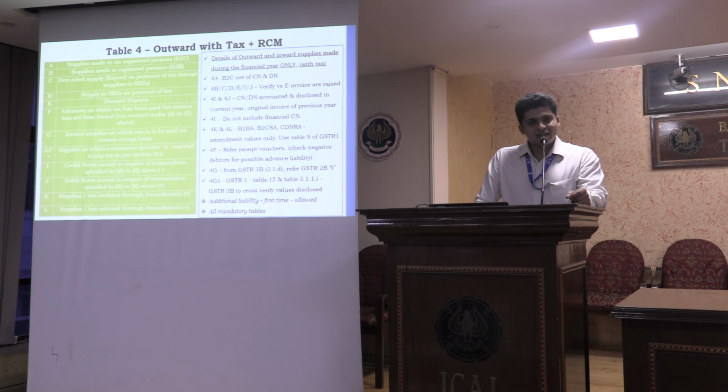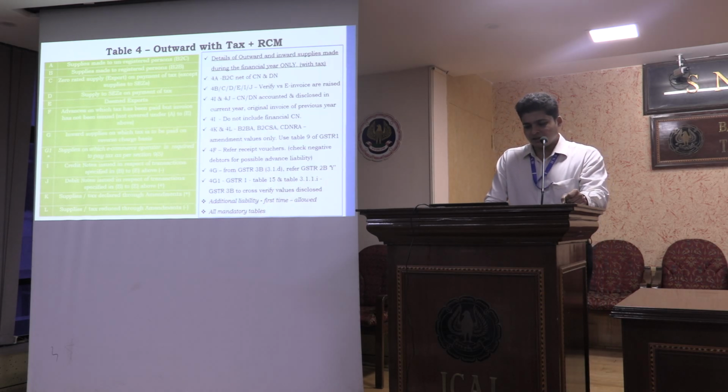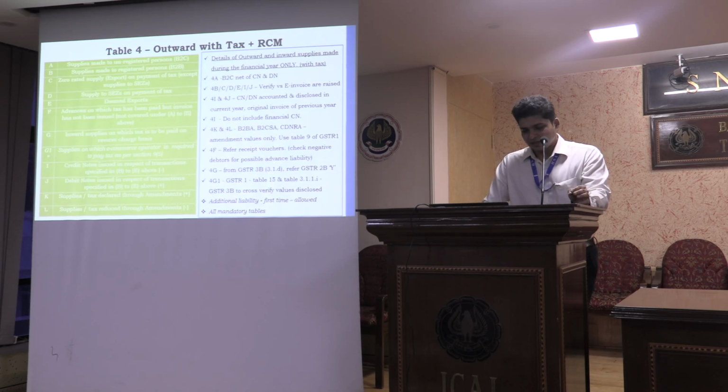And other than this, we have Table 4G1 where you can get the details from Table 15. You can also cross-check in Table 3.1(l) of the GSTR 3B. Because this is a new table, I am mentioning the source of information. All the others more or less you will get from your GSTR 1 consolidated summary and the detailed invoice level details. You will get all this information from there.